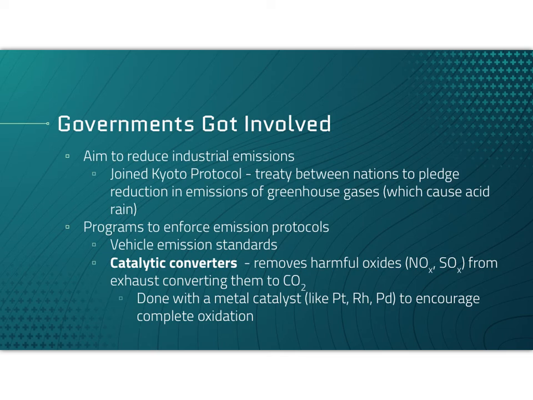For instance, vehicle emission standards require catalytic converters in the exhaust system of cars. They remove harmful oxides from exhaust and convert them into CO2. This is done with a metal inside of them, like platinum, rhodium, or palladium. These are expensive, so oftentimes catalytic converters get stolen out of cars, which has become a bigger problem. But in general, what we're trying to do is remove these oxides from our atmosphere. CO2 isn't as bad. It doesn't create as much acid rain as NOs and SOs.